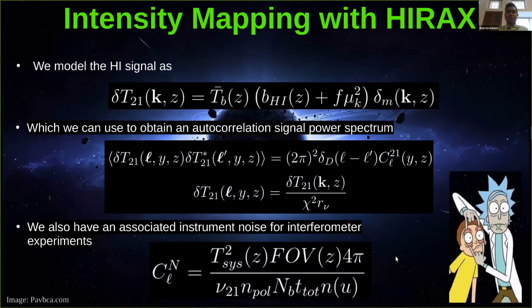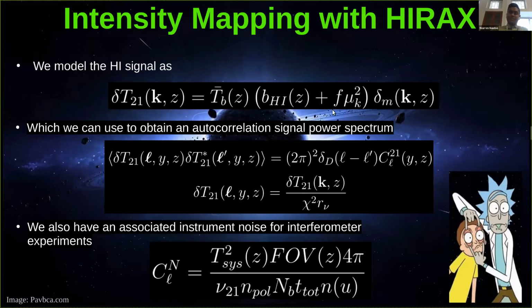Okay, so how do we model the H1 signal to do these forecasts? Firstly, we say that the H1 signal is a biased tracer of the matter density. So then we just say it follows the matter density contrast here, where K corresponds to scales, with some bias. But we also have to add a correction term for the RSD, the redshift-space distortions, which is characterized by this f mu k squared term.